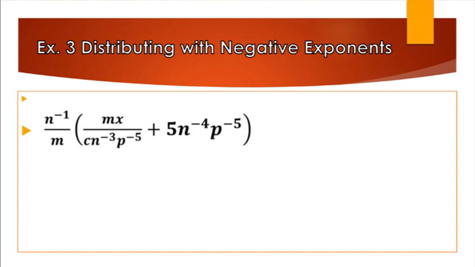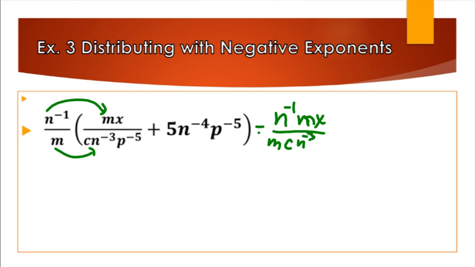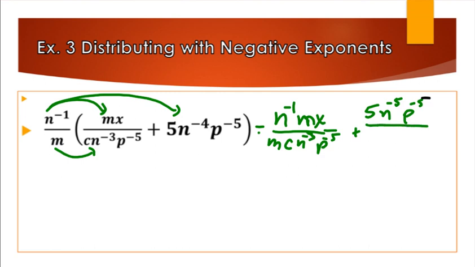Next one, distribute here. So we have n to the negative 1st, we have mx over the denominator, we have an m, we have c, we have n to the negative 3rd, we have p to the negative 5th. Plus, we have a 5 n to the negative 1st times n to the negative 4th. We add those two together, it gives you n to the negative 5th. And then we have p to the negative 5th all over m.